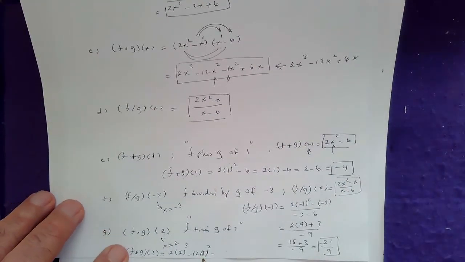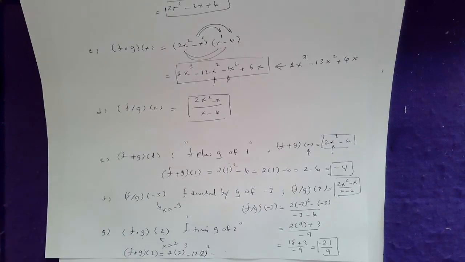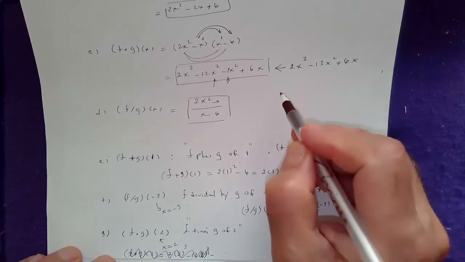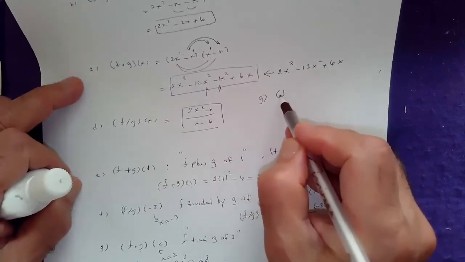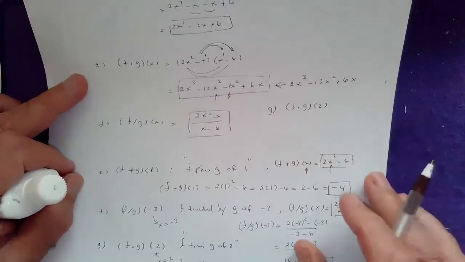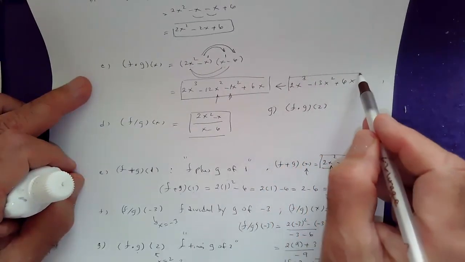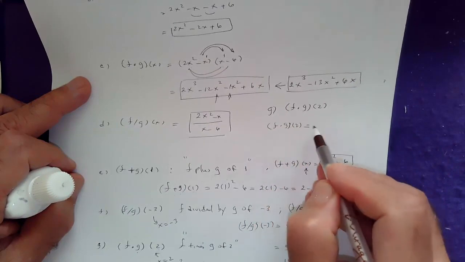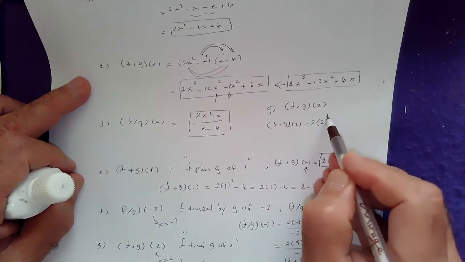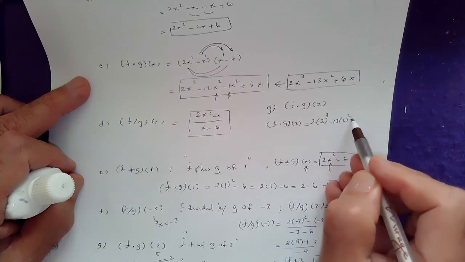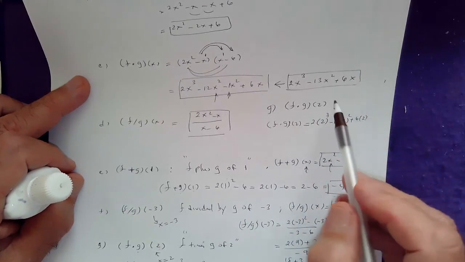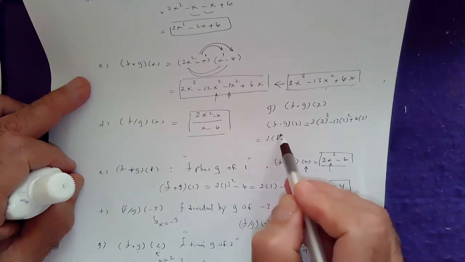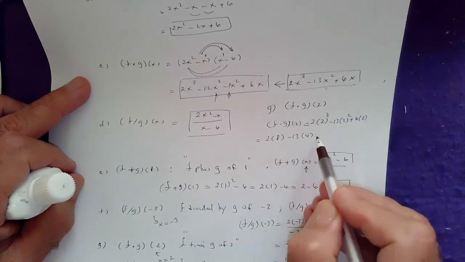Okay then, so here we will have 2 times what? If you don't mind, let me just do it right here. So the question was in part G, find f times g of 2. Correct? So I'm going to go back to this box and replace the x's with 2. So f times g of 2 is 2 times 2 cubed minus 13 times 2 squared plus 6 times 2. What are you doing? Replacing the x's with 2. So this would be like 2 times 8 minus 13 times 4 plus 6 times 2.